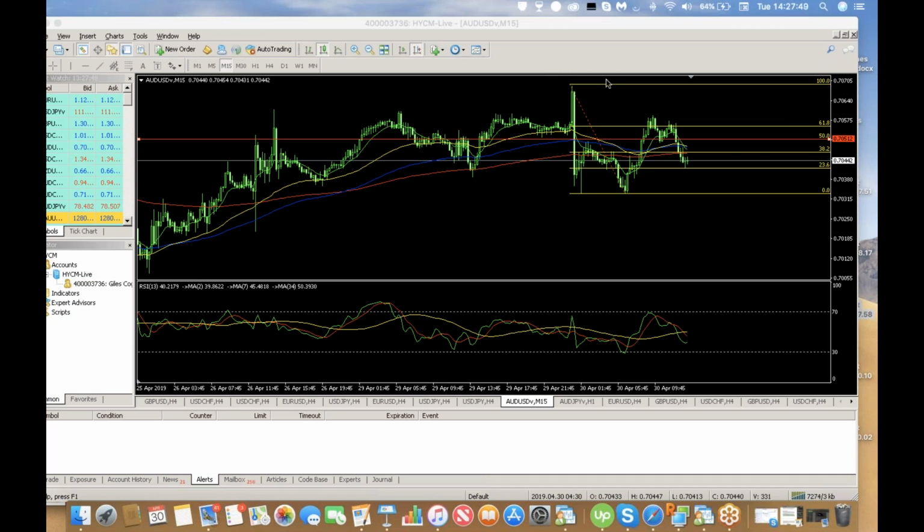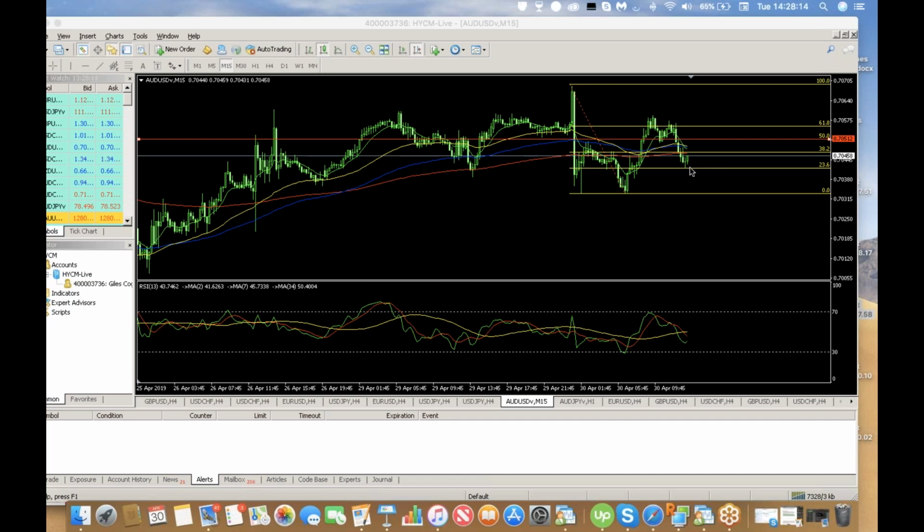Okay. And now what we can do is reduce our risk because you can see that the trade is beginning to move in our direction. So we've got a swing point here, a swing point there. So we've got two swing points. So we can now reduce our risk and just put our stop above this swing point here.